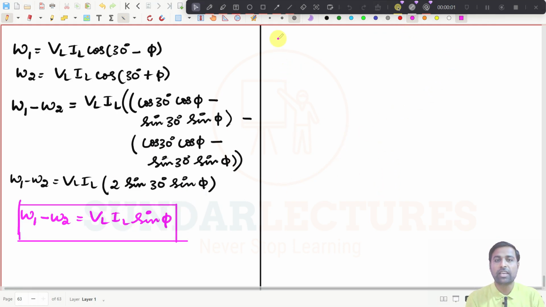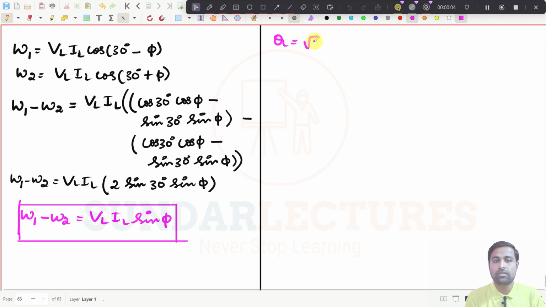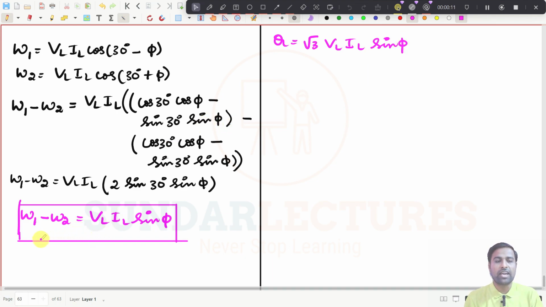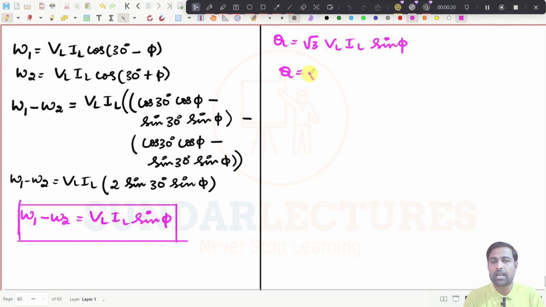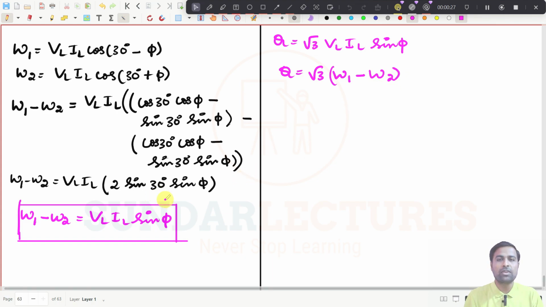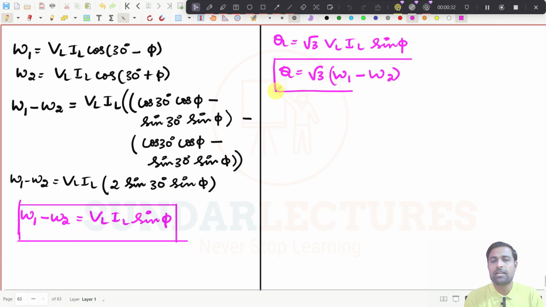See here, one thing: what is Q we know, it is root 3 VL IL sin phi, right? We know this one. And you see here, simply we are getting W1 minus W2 to be VL IL sin phi, right? So what I can write here, Q can be written as root 3 times W1 minus W2. Can you understand? This is nothing but the reactive power formula. Try to understand my point.